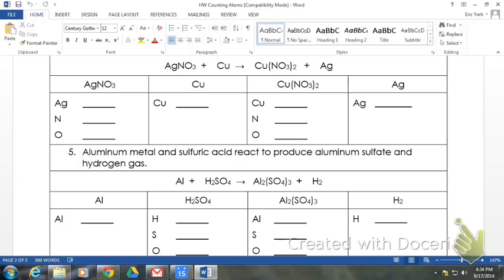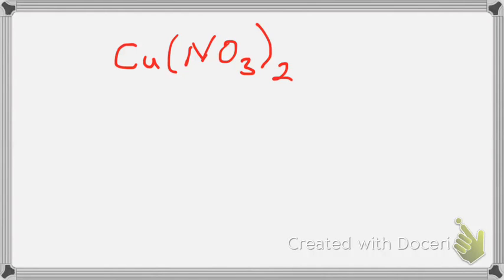Now, if you turn the paper over, let's look at one on the back, because this one will be a little bit more difficult. If we look at this problem right here, I'm going to focus for now on this molecule. I'm going to go to a blank screen so that we can see this a little bit better. So we have Cu(NO3)2. If we have a parentheses followed by a number out here, then everything inside the parentheses is going to get multiplied by the number outside.